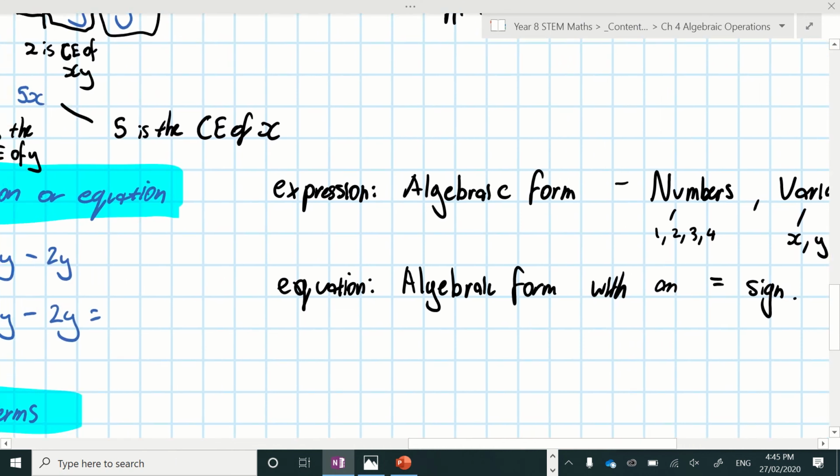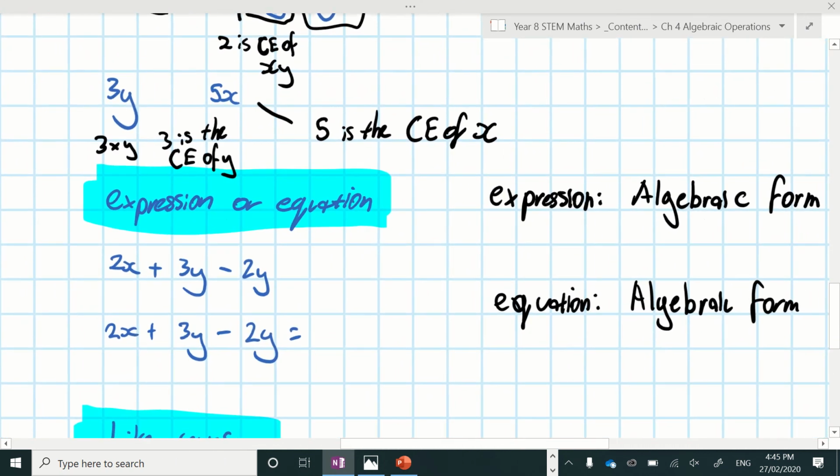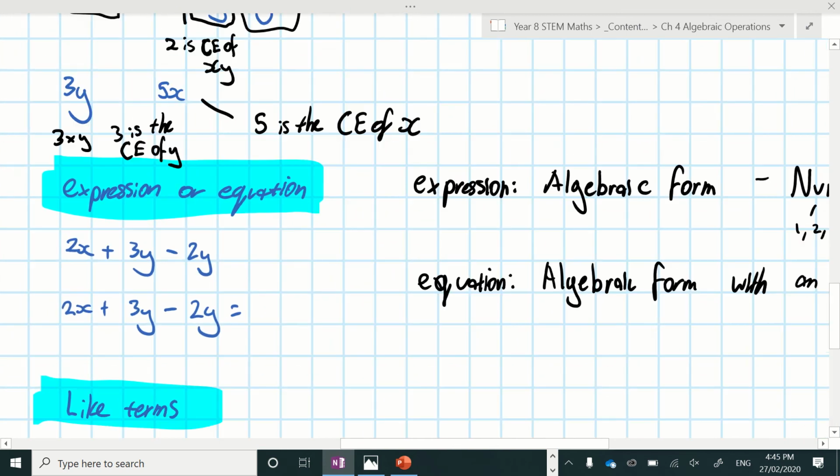So then when we look at these two things here, they are the same. They are written pretty much the same, except there's only one difference, and that is this fella here, the equals symbol. So up the top, it is an expression because we've obviously got the numbers, as in 2, 3, and 2. We've got the variables, which are the letters, the x, the y, and the y. And then we've also got the operation signs, the plus and the minus.